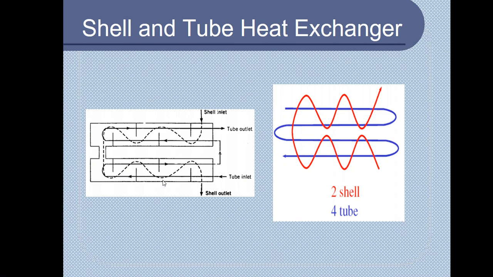So 2 shells, 4 tube passes, because in one shell your fluid is having 2 tube passes from here to here, so that's 2, and then entering the second shell from here 3, and then here 4. So a total of 4 tube passes for your fluid to be heated.